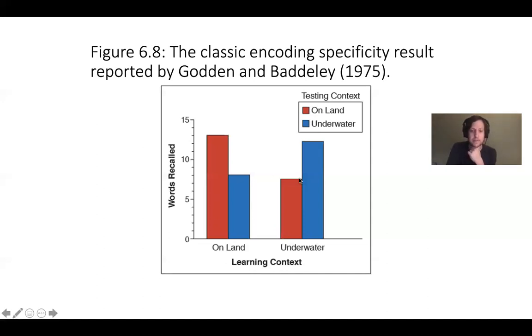But if you actually look here, when you learn underwater, your performance is actually better when you are later tested underwater as well. If you learn the list underwater, but then you're tested later on land, which is what the red box is, your performance is actually bad. So this illustrates the encoding specificity quite clearly. If you want to have success retrieving information, you are going to have the most success if you are encoding that information and retrieving it in the same context.